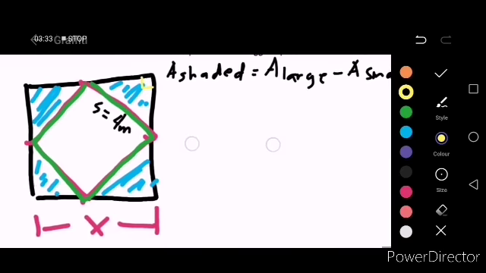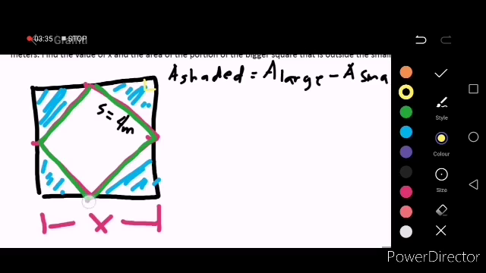Ngayon, kung ito yung x mo, ibig sabihin, pag dinivide ko to sa 2, x over 2 yan. Ibig sabihin, yung kabilaan, x over 2. Bakit? Kasi midpoint ito, di ba? So, ibig sabihin lahat dito, x over 2. Pati nasa taas, x over 2 din.